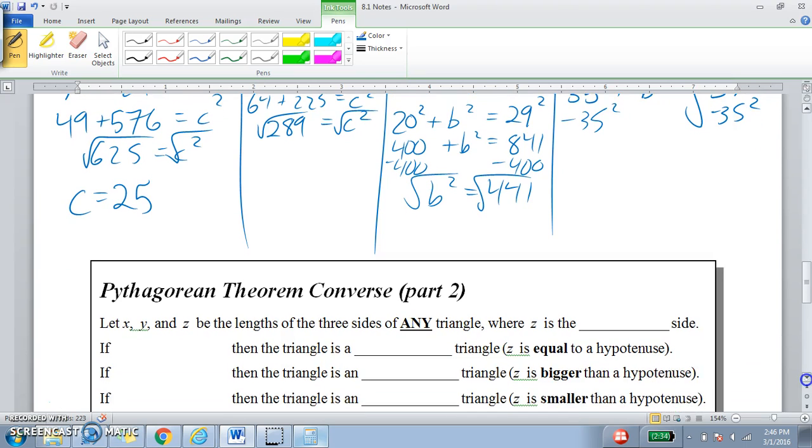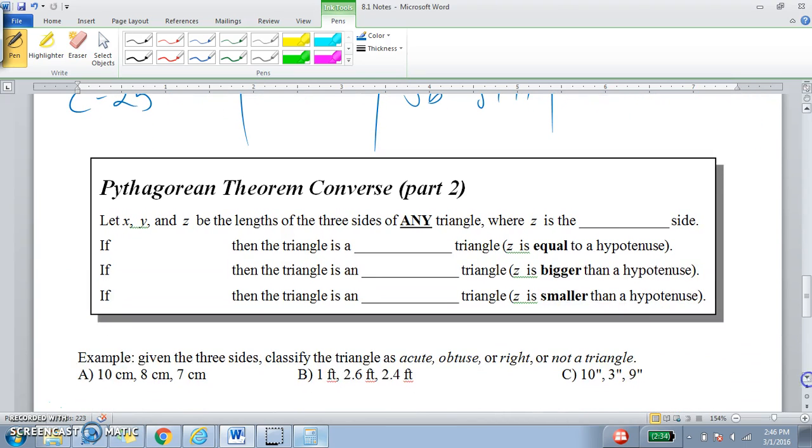All right, the converse of the Pythagorean theorem, part 2. We already sort of talked about the converse, because the Pythagorean theorem says if you have a right triangle, then a squared plus b squared equals c squared. So the converse says if x, y, and z are the lengths of the three sides of any triangle, so I give you a triangle and I say the sides are x, y, and z, and z is the longest side. If z squared equals x squared plus y squared, so if the longest side squared equals the other two squared added together, then it's a right triangle, because this is basically the Pythagorean theorem, just changing the letters.